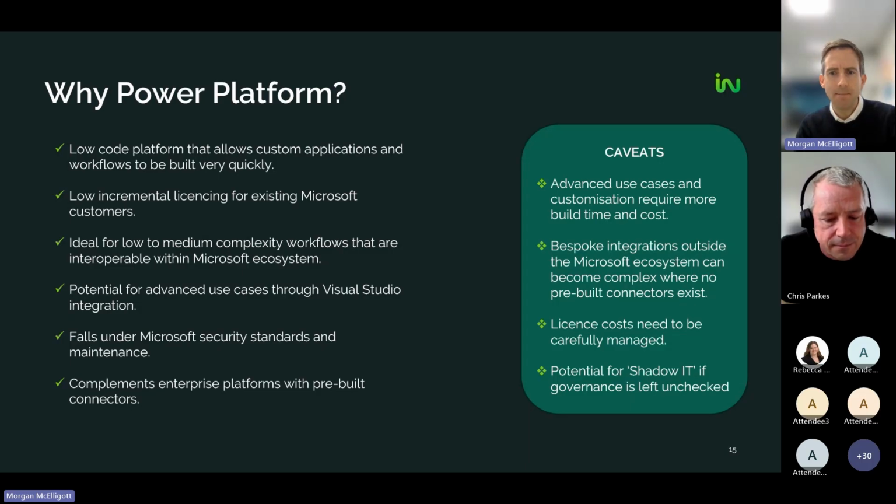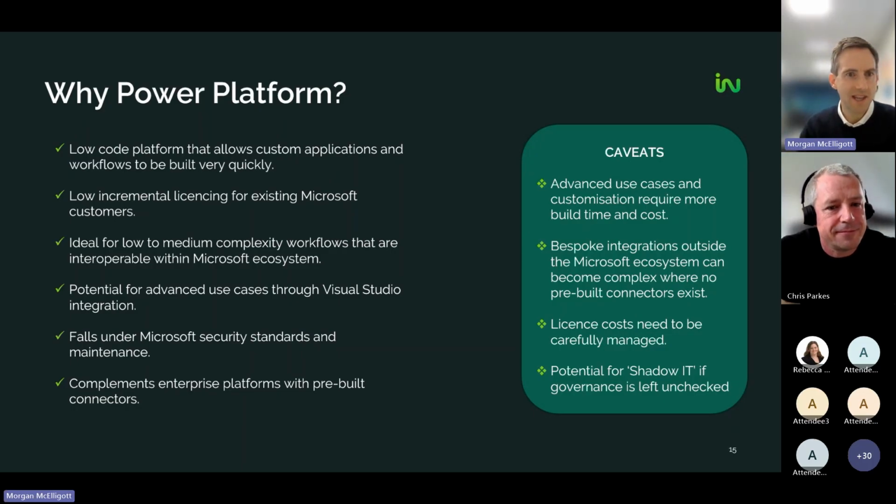And finally, just to highlight, shadow IT can emerge if governance guardrails aren't put in place. And when we say shadow IT, we mean staff members building their own applications without central oversight. So what this can result in is applications being built without the normal security standards, or perhaps duplication of effort across divisions because HR doesn't know that finance is actually building the exact same thing.